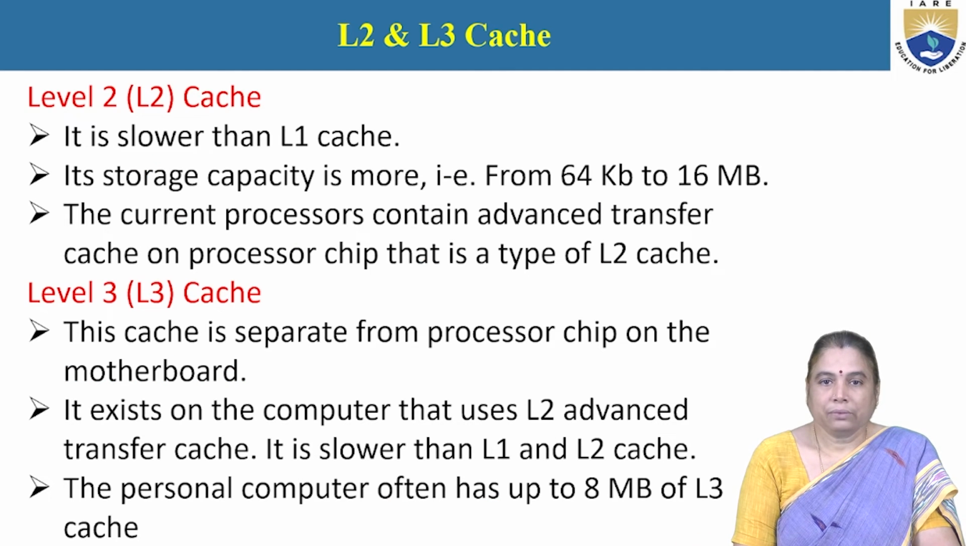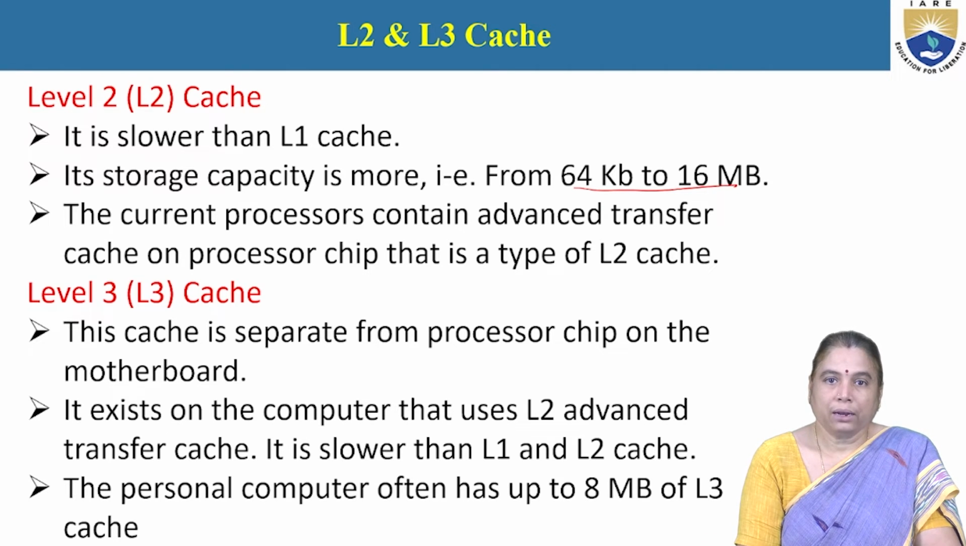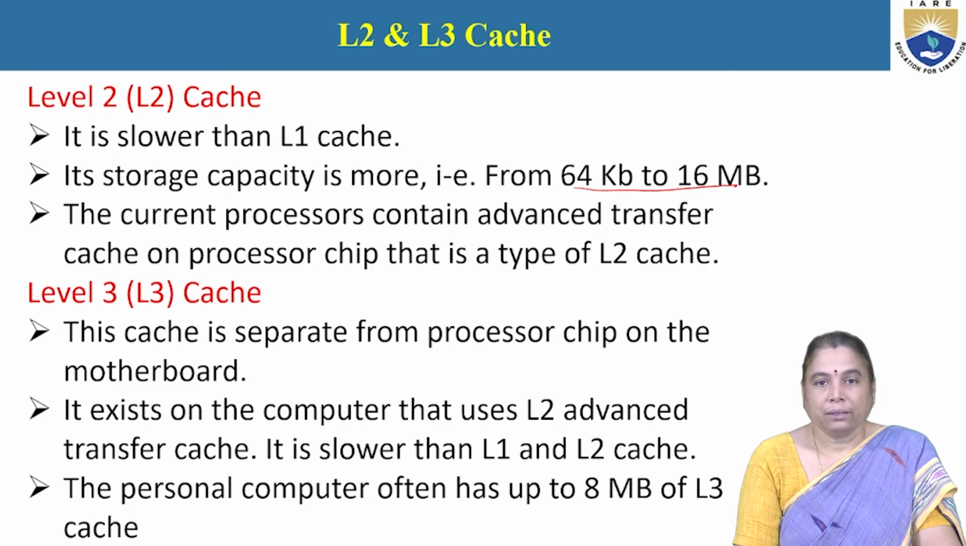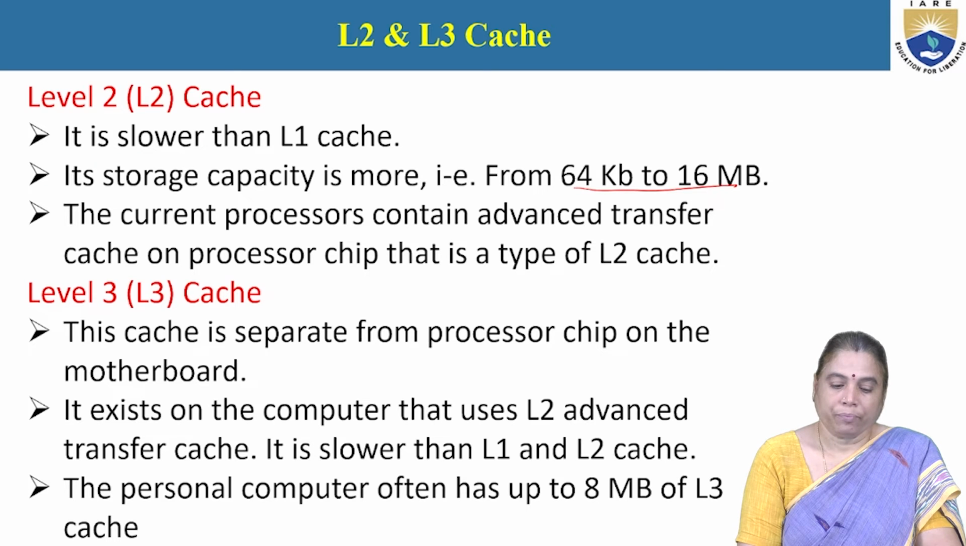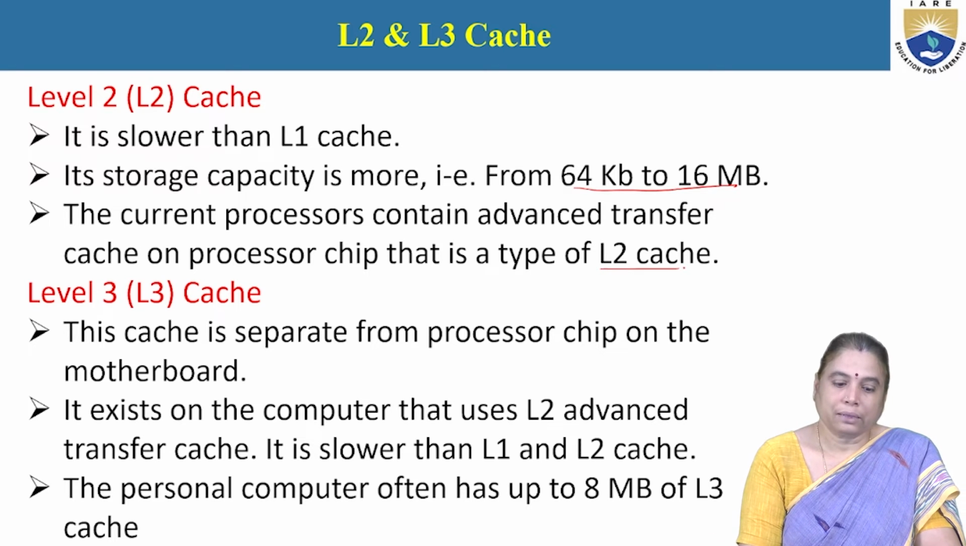The next level is L2 cache. It is slower than the L1 cache. Its storage capacity is more, from 64 KB to 16 MB. When compared to the L1, L2 cache can have more storage capacity, but the speed is lower when compared to the L1 cache. Current processors contain advanced transfer cache on the processor chip, which is a type of L2 cache.